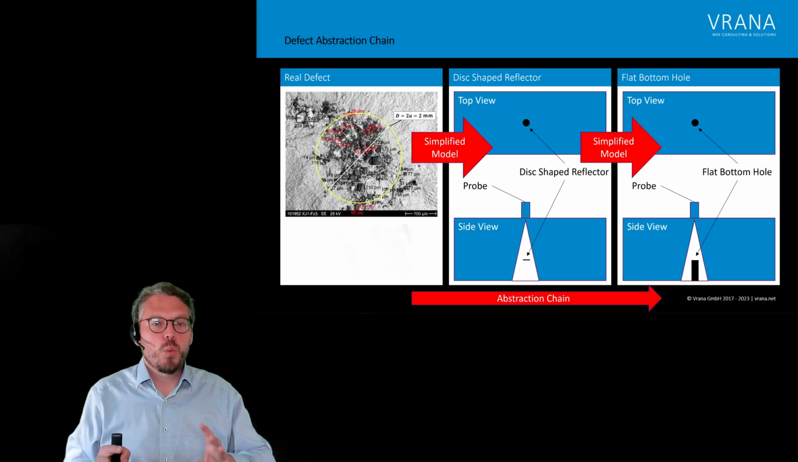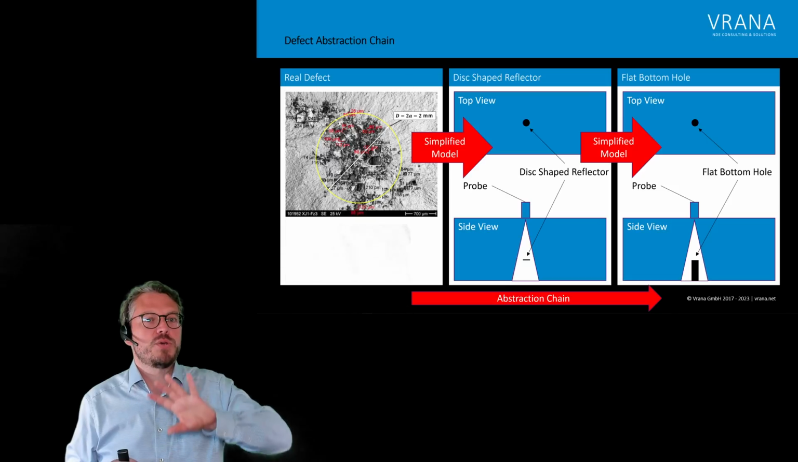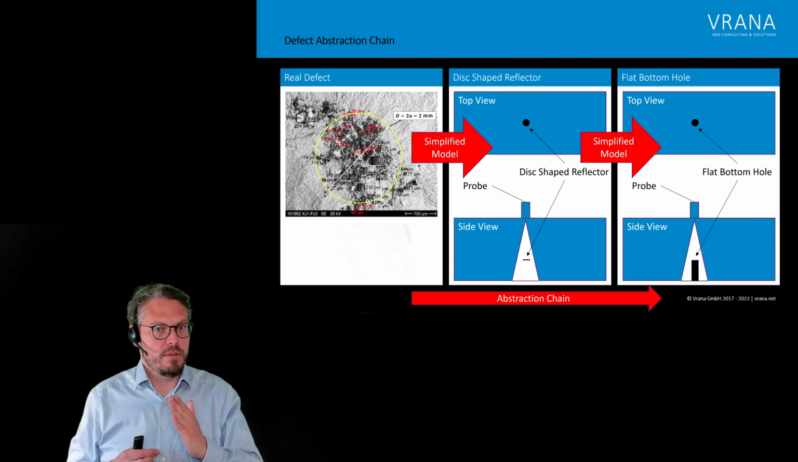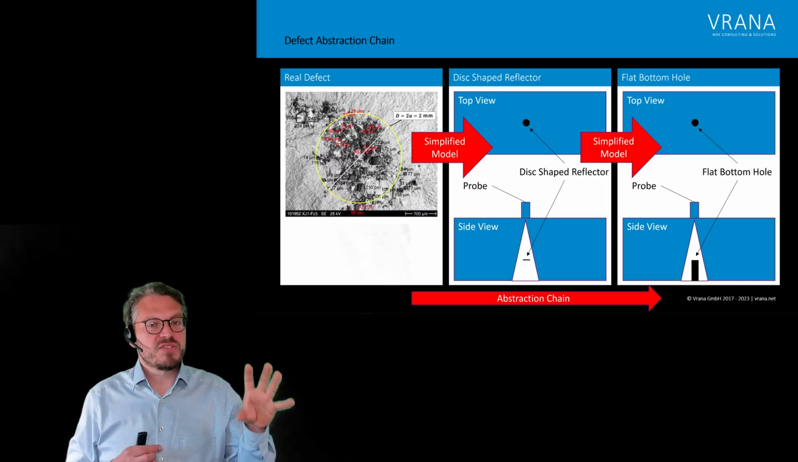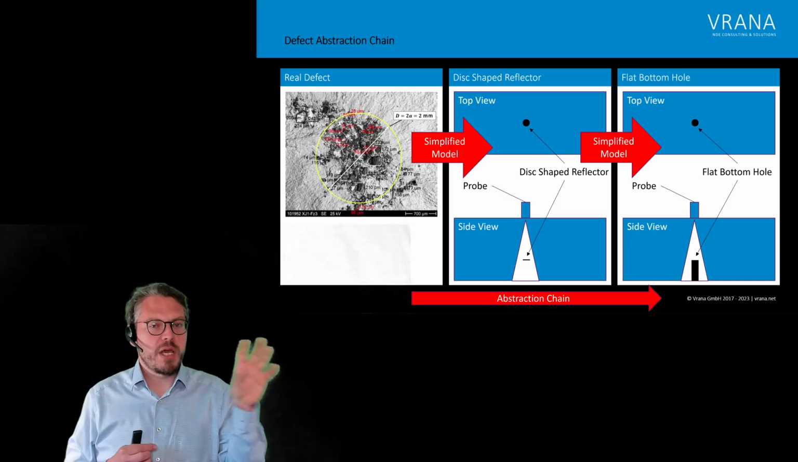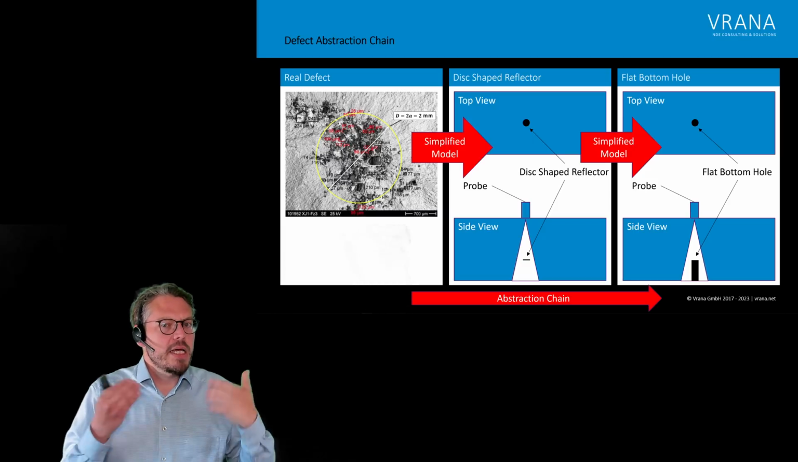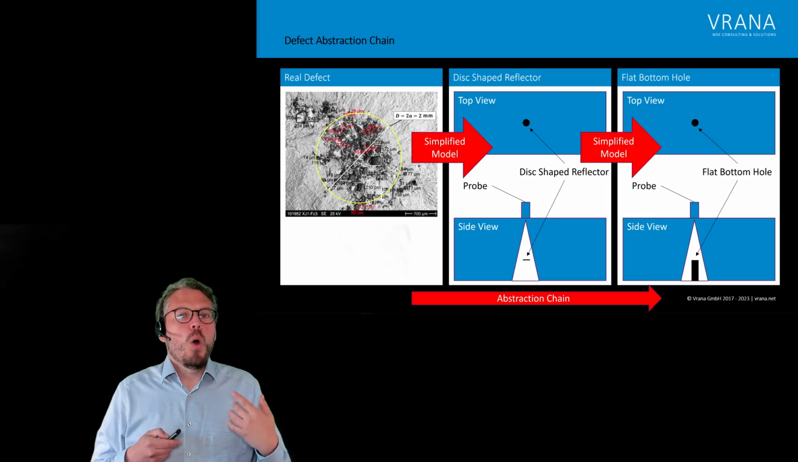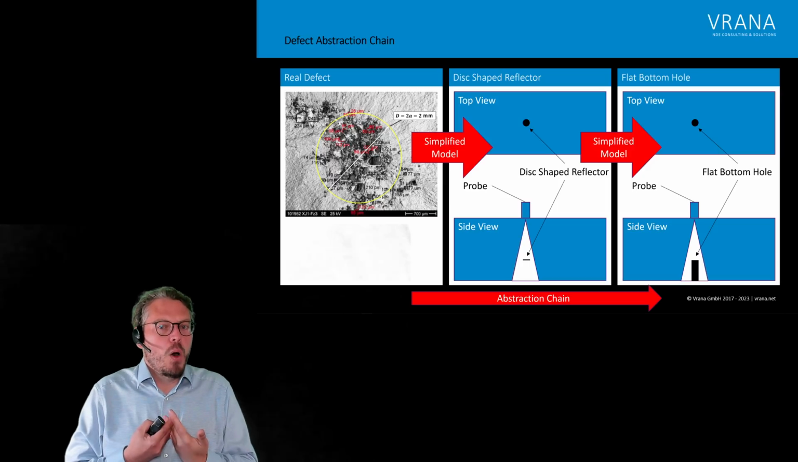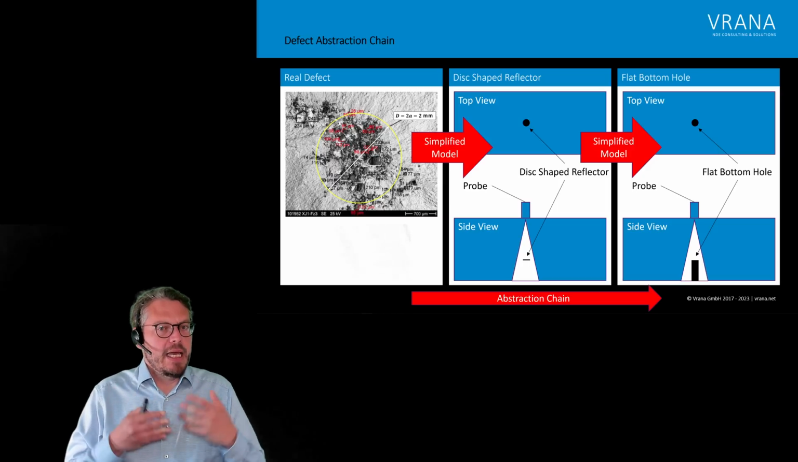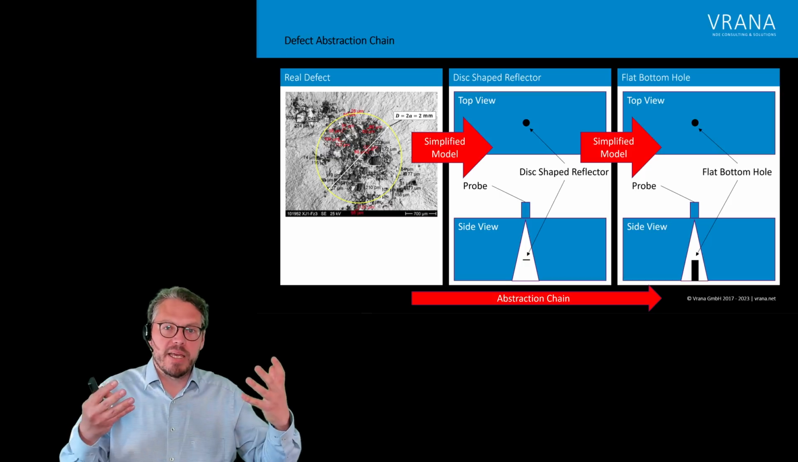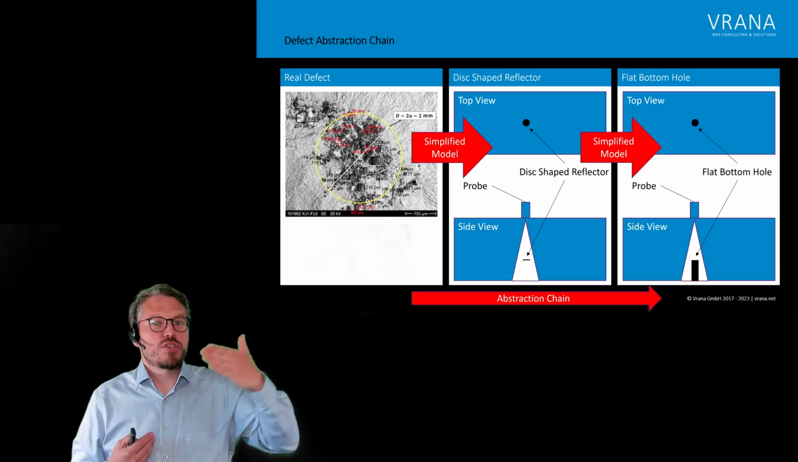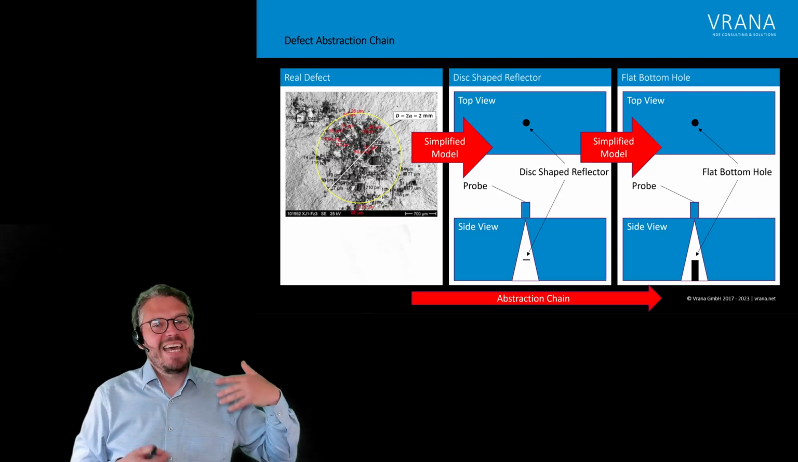So we will look into both of them. We will look into the disc-shaped reflector, and we will also look into the flat bottom hole, one after the other. And we will see how long they work, what their lower limit is, and whether there is some way that we can extend it. Now, one point: why, for a big indication, is a flat bottom hole actually a good model, but for a small indication it is not?